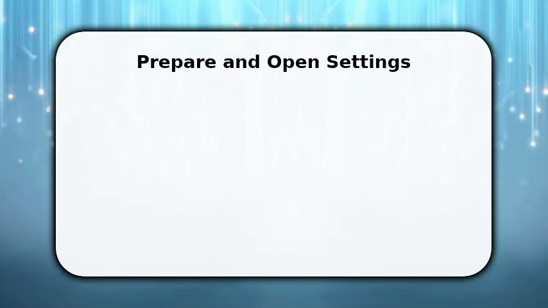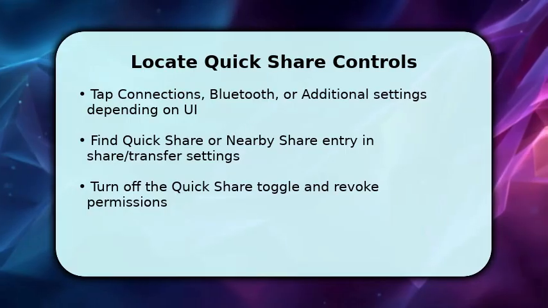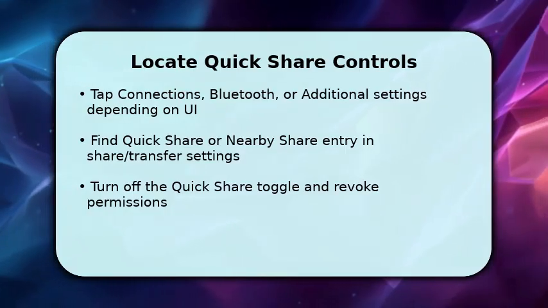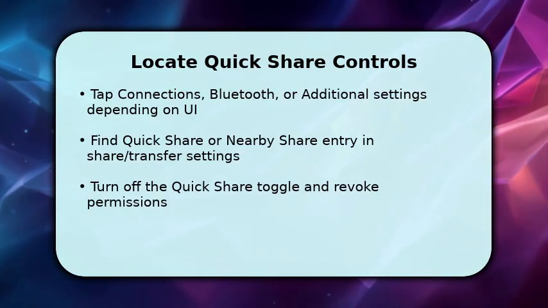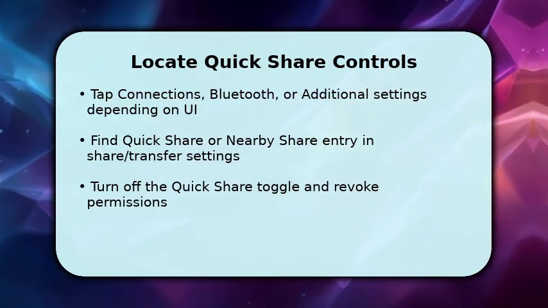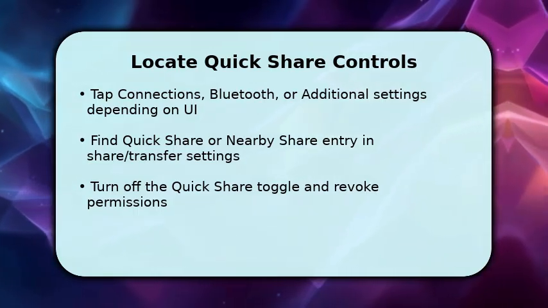You now navigate the specific menus. Go to Connections or Additional Settings. Some Realme builds put Quick Share under Bluetooth or Share. Once you see Quick Share or Nearby Share, tap it to open service options.